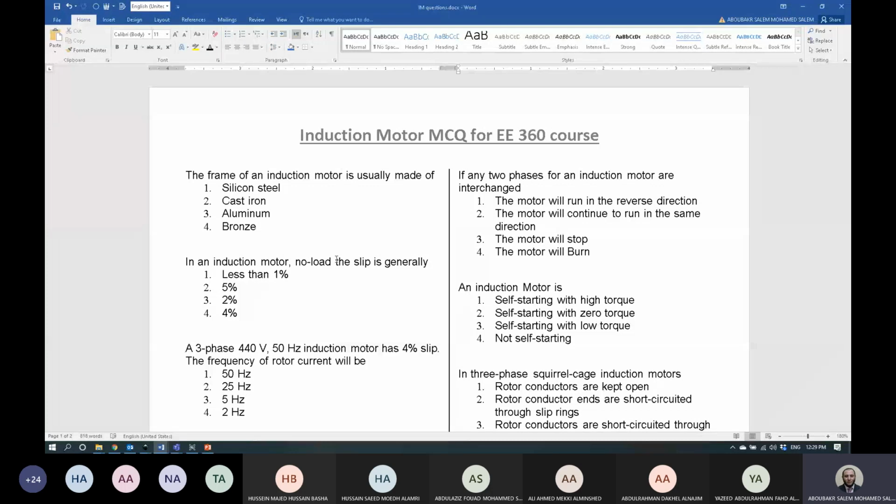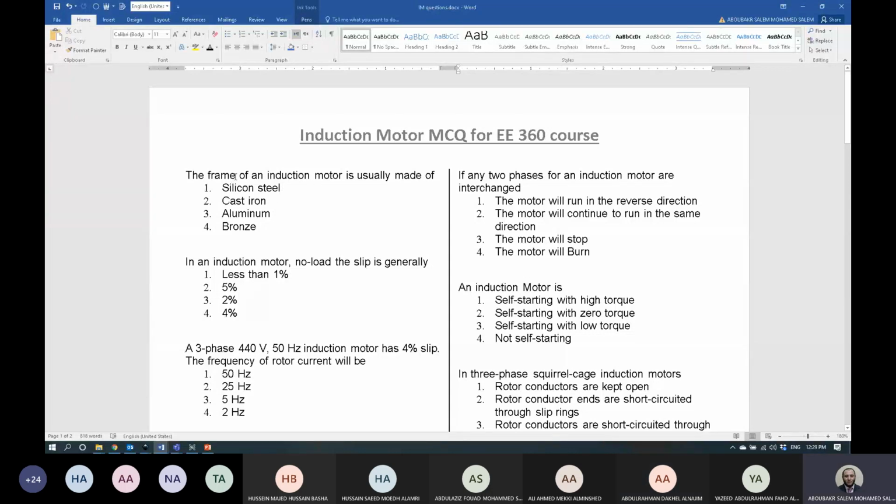Some of these questions, you may be listening to for the first time, or some you are already familiar with from the classes we already discussed. So let's cover this part together. First question: the frame of an induction motor is usually made of what? The material of the frame itself. Silicon steel, cast iron, aluminum, or bronze. Do you have an idea?